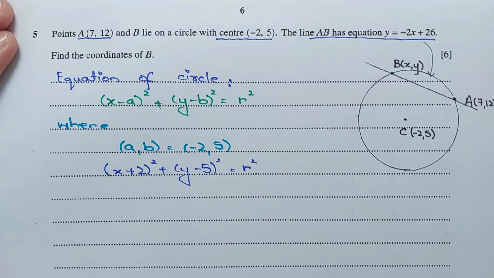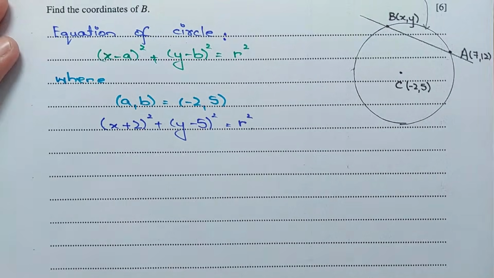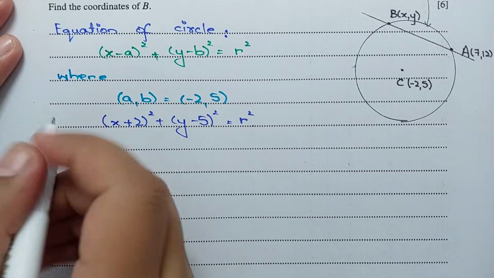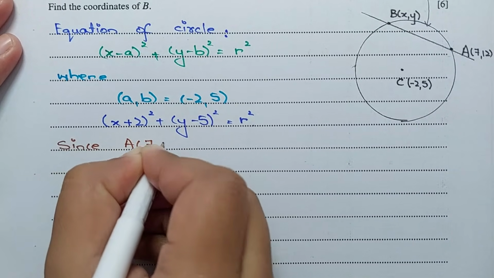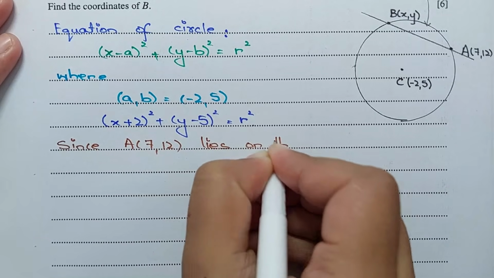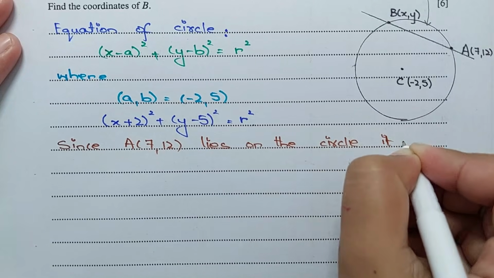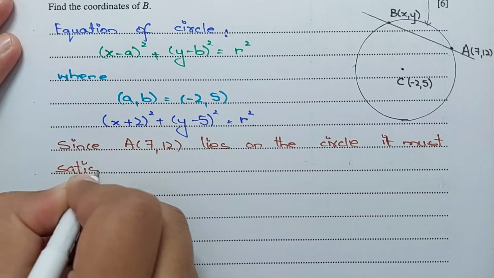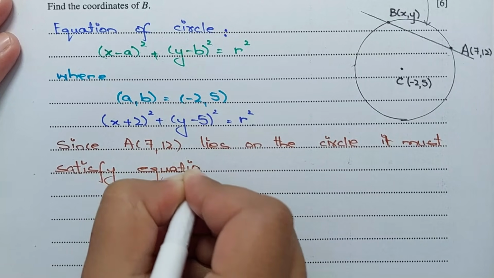Now we need to figure out what the radius is. Since the point A lies on the circle, it must satisfy the equation of the circle. So we can say since A, which is (7, 12), lies on the circle, it must satisfy the equation of the circle.